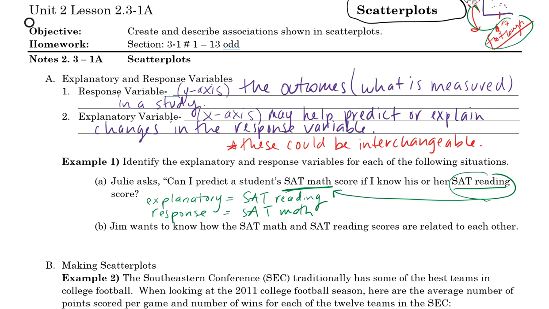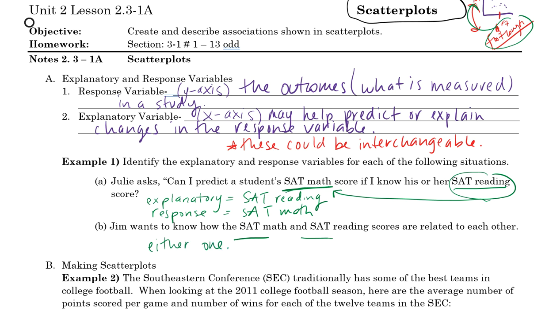So that's for Julie. For Jim, it doesn't really seem to say which one he thinks he could use to predict the other one. He just simply wants to know how these two are related. And so in this case, he doesn't really say which one is explanatory or which one is response. So it could be either one.